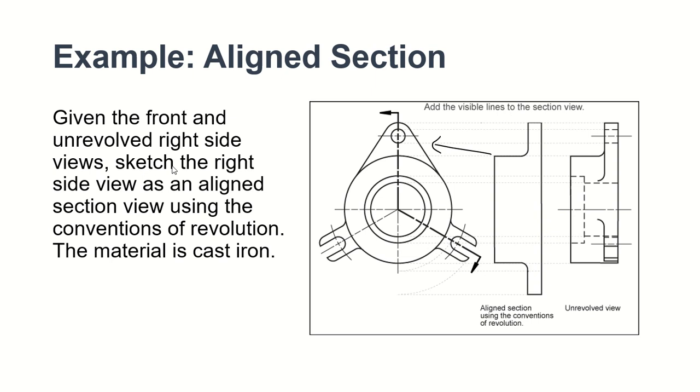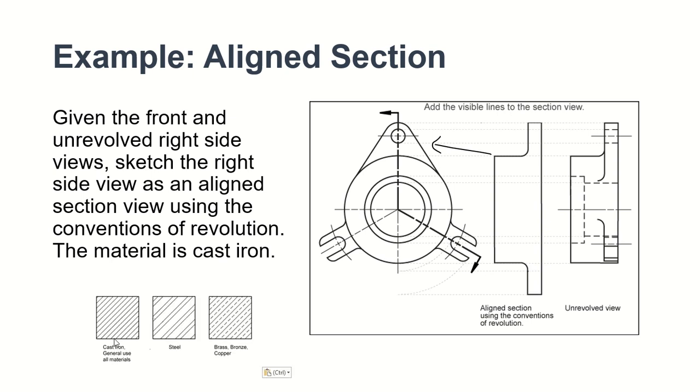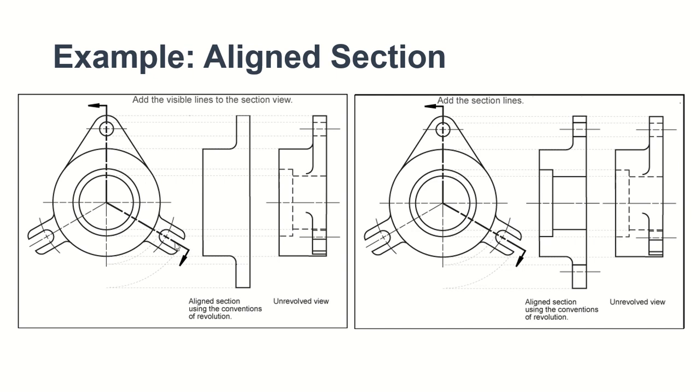So what we have to do is, this example is asking you to go ahead, and we have a front view given here for you. So you're going to do the right side view and revolve, and then you're going to sketch that right side view as an aligned section, and you use your revolution. The material it wants is cast iron, so we have to give a cast iron pattern, which is this one. Okay, so let's do that.